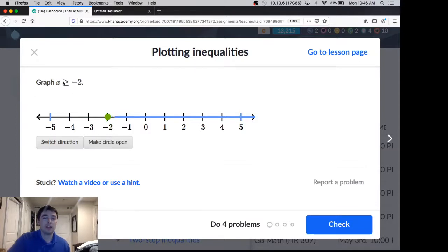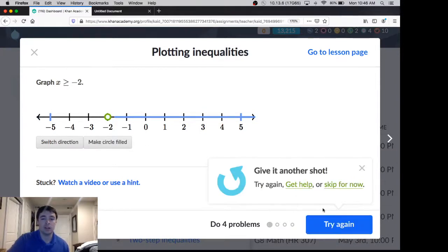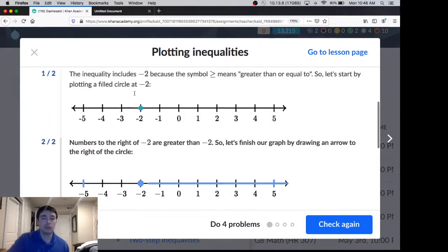Now I want the x to be greater than or equal to -2. If I hit the switch direction button, it switches the direction of the blue arrow. I want this to be greater than -2, so I'm going to have the arrow going to the right. Here I can make the circle open or closed. If I make this circle open and I check my answer, I'm going to find that I get it wrong. If I hit get help, that could help me realize as I go into their step the inequality includes -2 because the symbol greater than or equal to means greater than or equal to. So let's start by plotting a filled circle at -2.